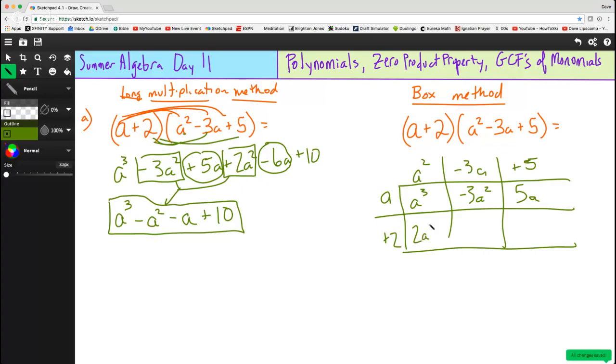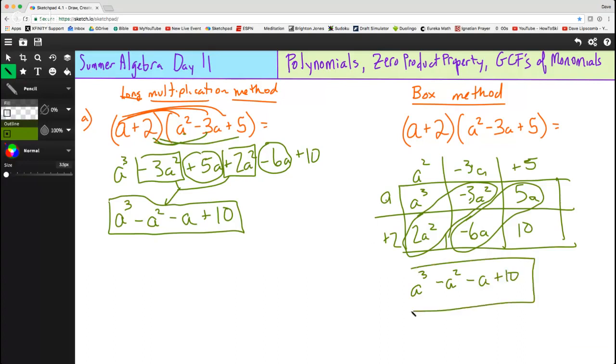Here I get 2a squared, negative 6a, and then 10. I just multiply this by this to get this, a by plus 5. See, I multiply that into every box, and then I see which terms need to be combined, and I usually can circle them. They usually end up on diagonals. So I get a cubed, this becomes minus a squared, this becomes minus a, and this becomes plus 10. Whichever version you like, you can use it.